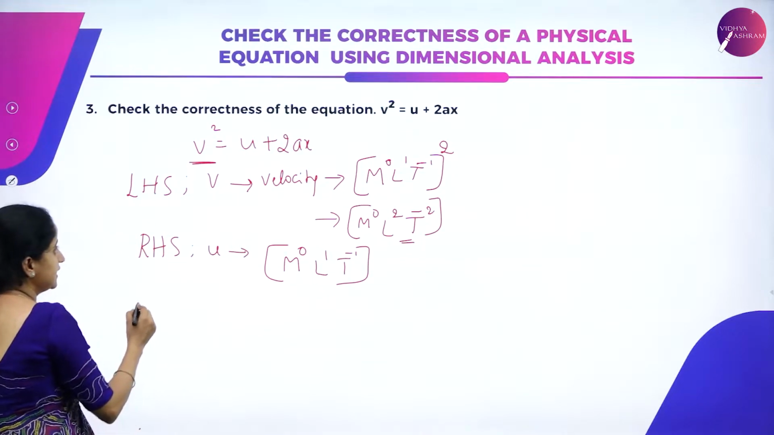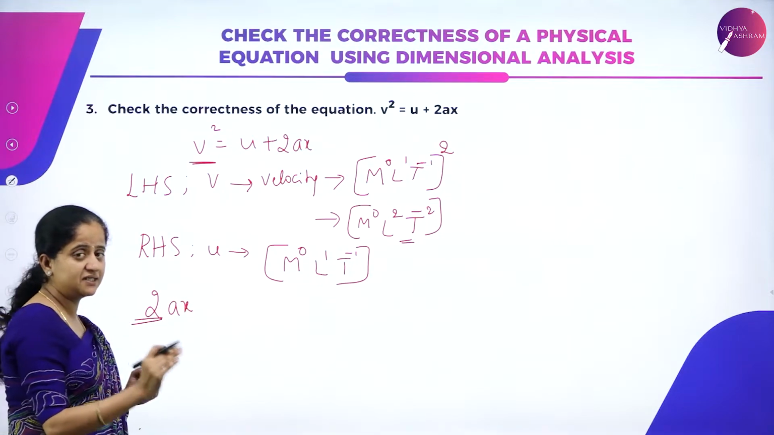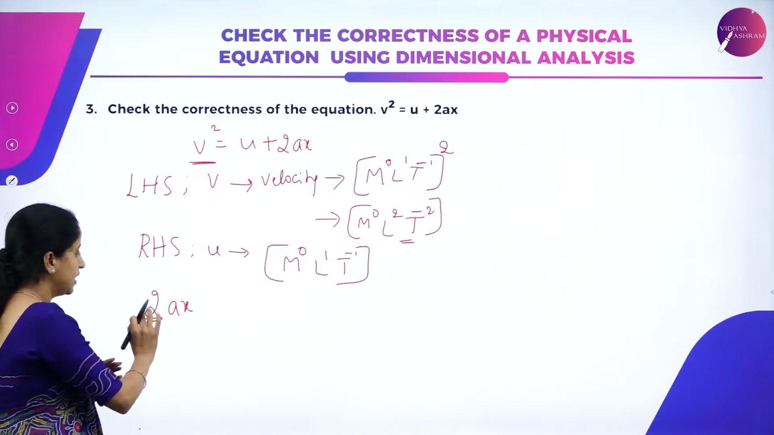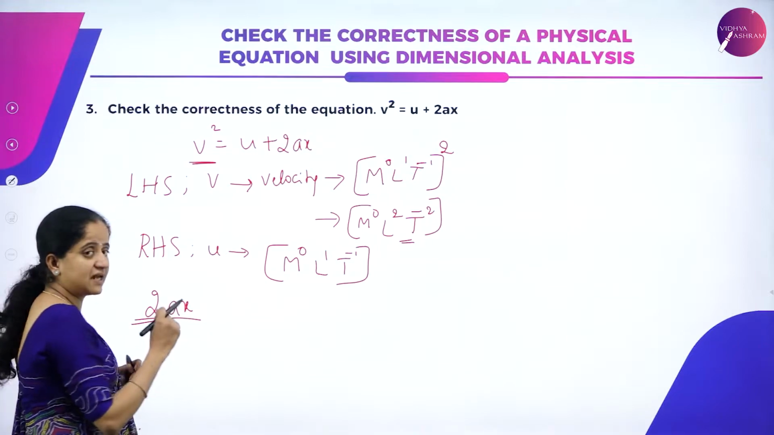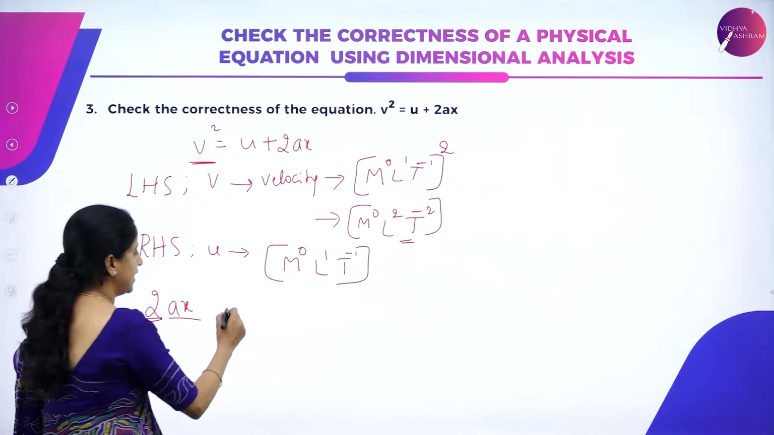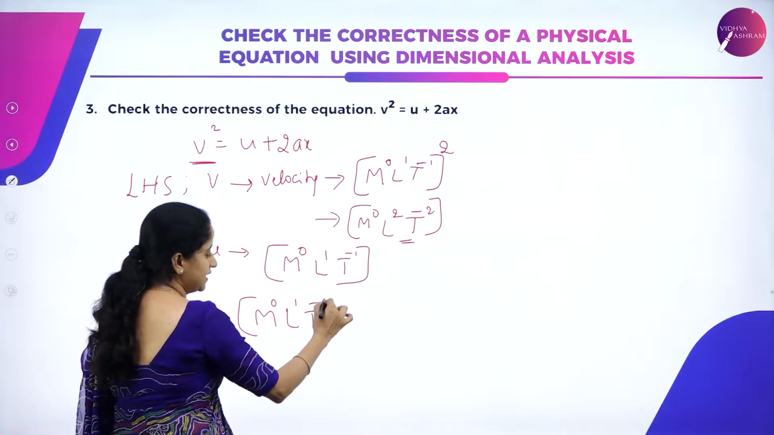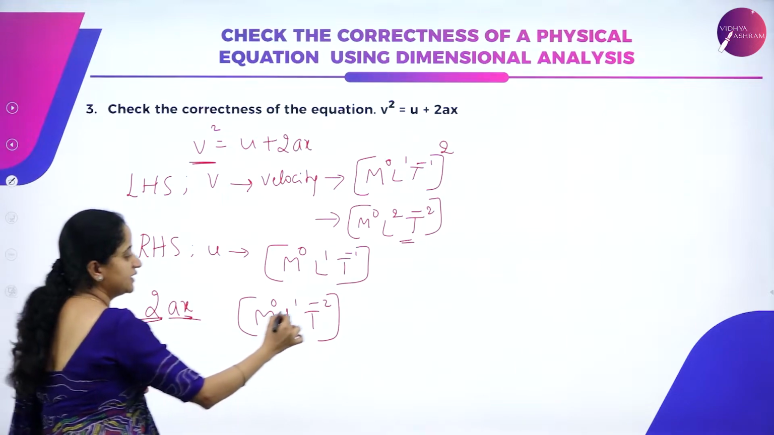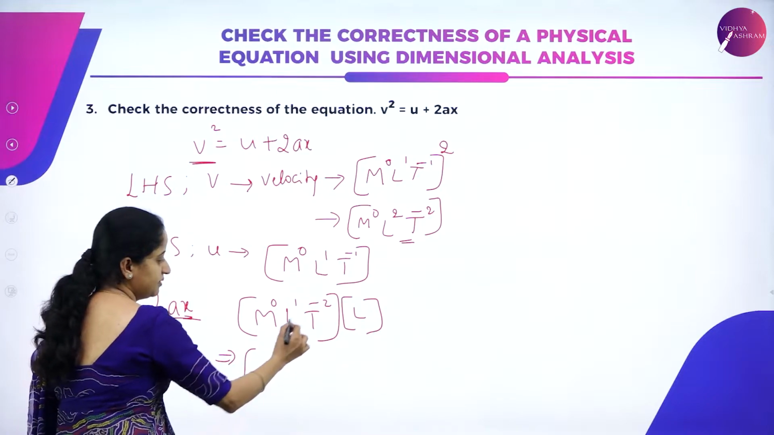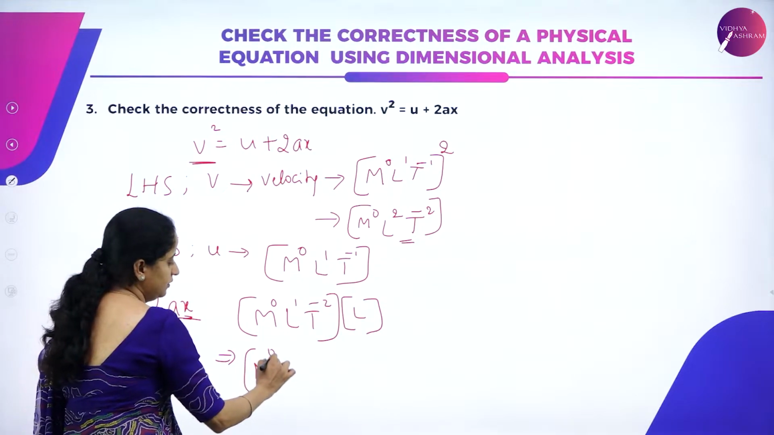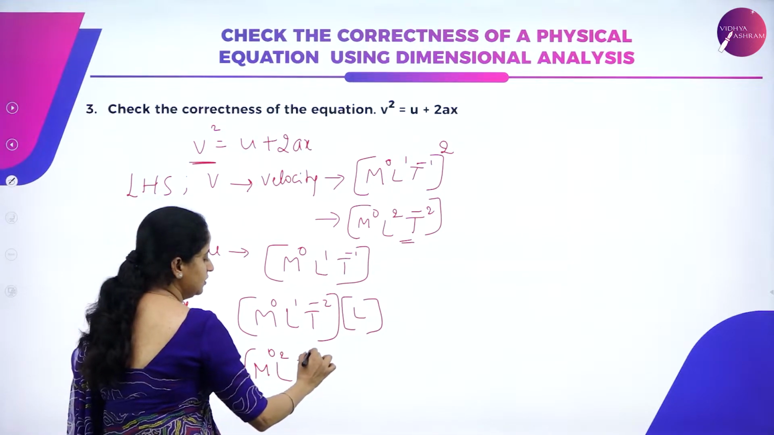Let us now see the other term, that is 2ax. Here 2 is a numerical digit which does not have any dimensions, so I am not considering 2 in our further steps. Next I have a and x, where a is acceleration and x is the displacement. Acceleration dimensional formula is M raised to 0, L raised to 1 and T raised to minus 2. And again we have displacement, and the dimensional formula for that is L. Let us now simplify this. Simplifying these two, we will get M raised to 0, L raised to 1 plus 1, which is 2, and T raised to minus 2.